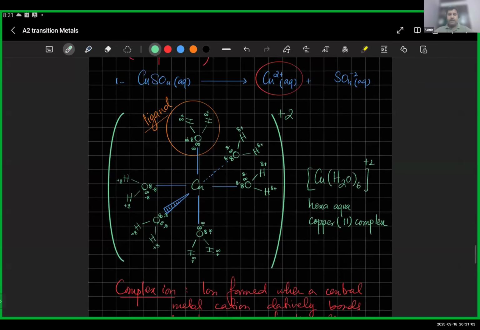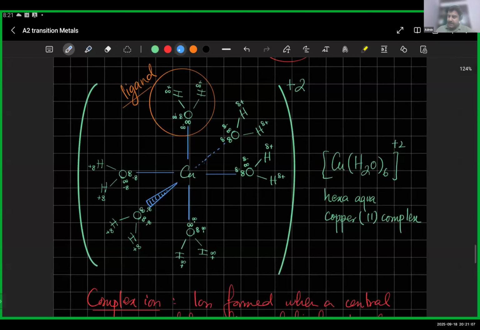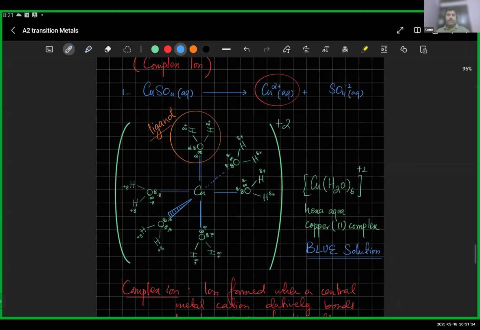And this is Cu(H2O)6 2+. This is hexaaqua copper 2 complex, and you should know what the color of this complex is. This is blue in color. Make sure you know this. Normally it's a blue solution. Copper sulfate is blue when it's aqueous, because this thing called Cu2+ aqueous is actually this thing. It's actually a complex, a copper surrounded by water molecules.